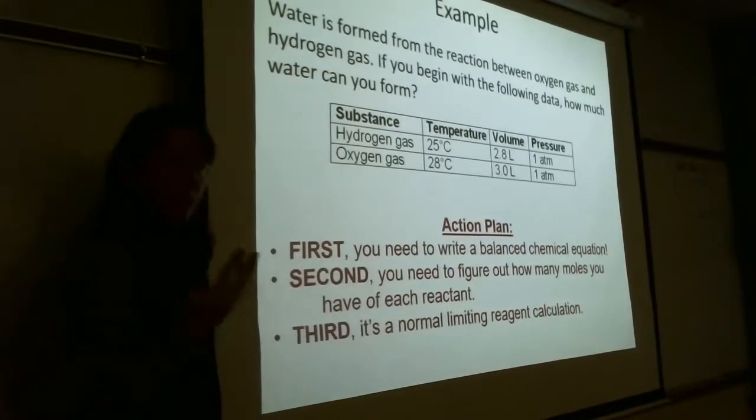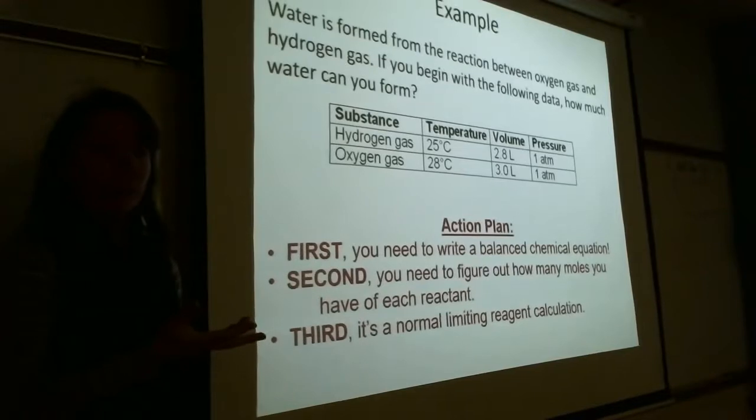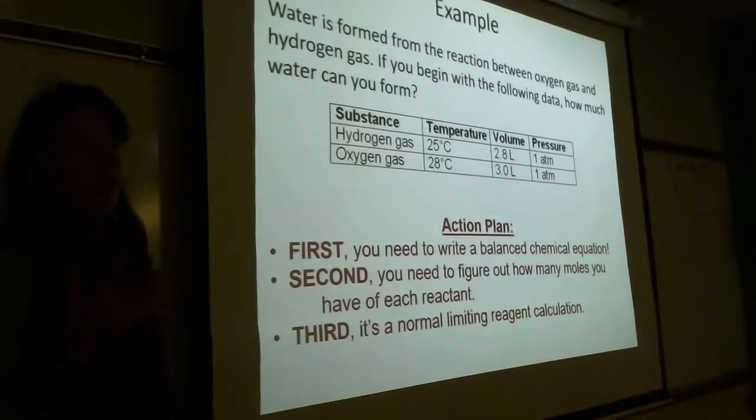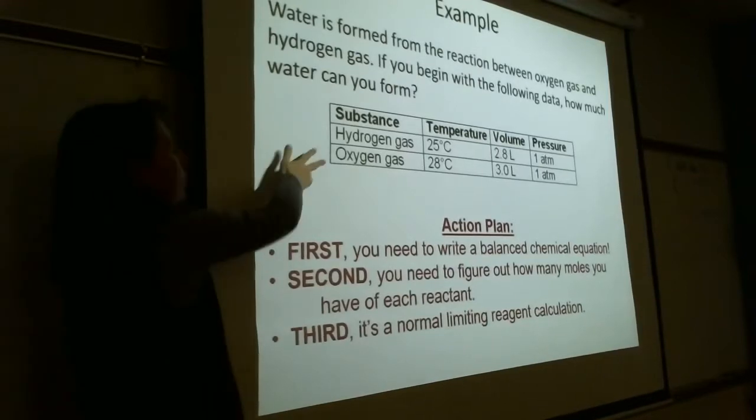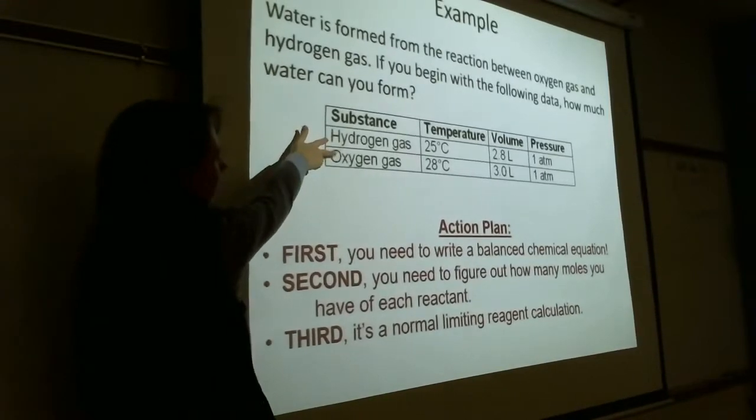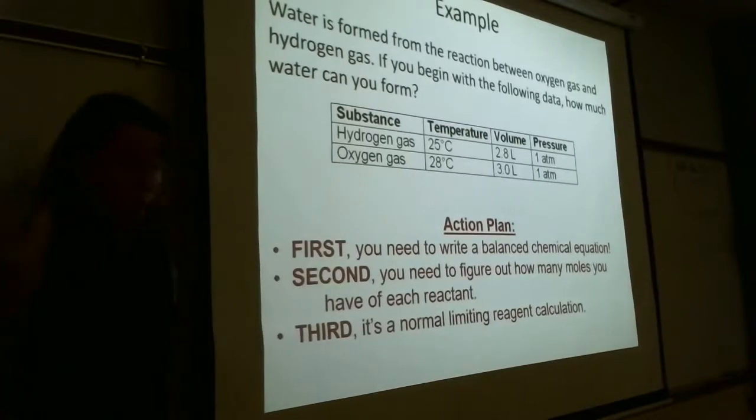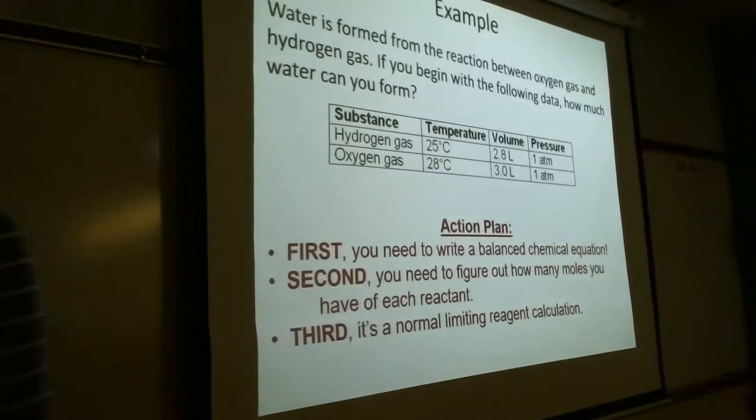When we first learned stoichiometry, we started with a mass in grams, right, which we then converted to moles. Then we did the mole ratio. Well, we don't have mass in grams, but we do have temperature, volume, and pressure. And since these are gases, that gives us number of moles. Does this make sense?